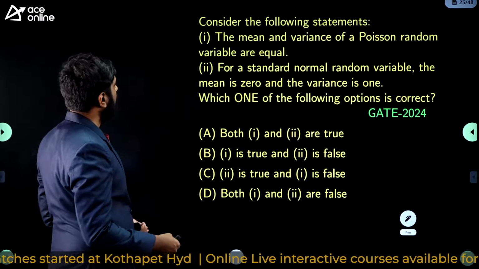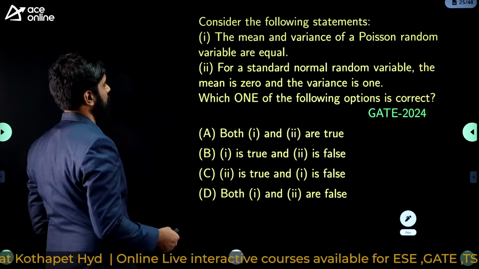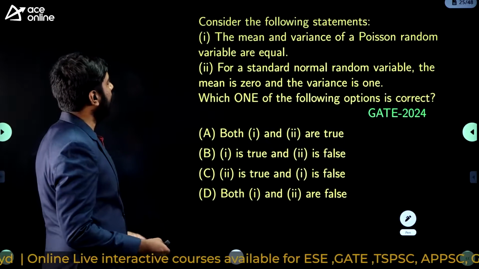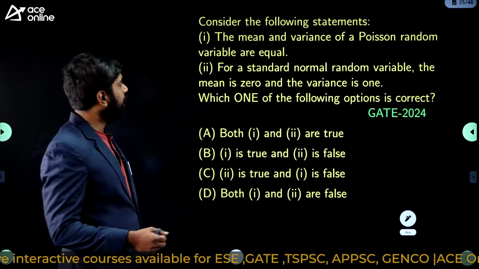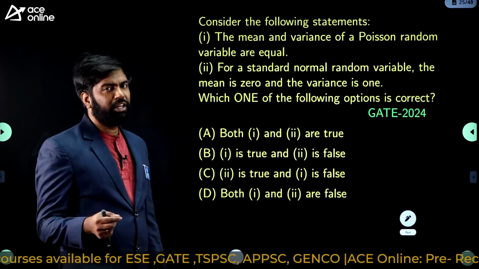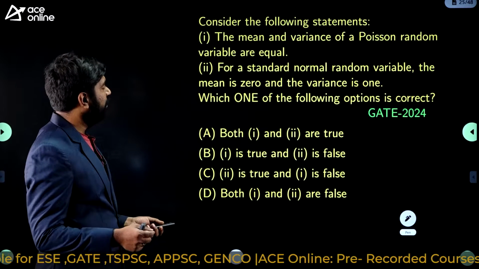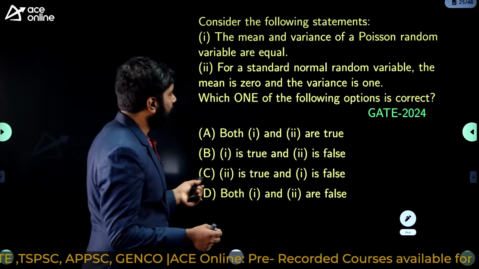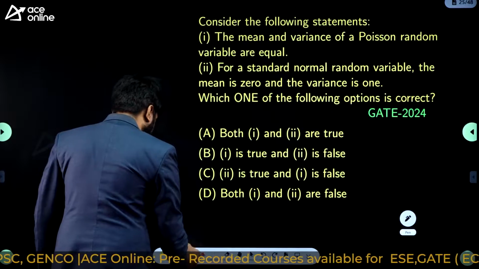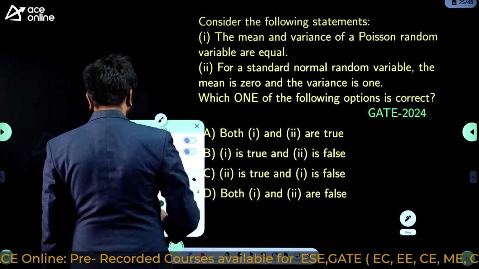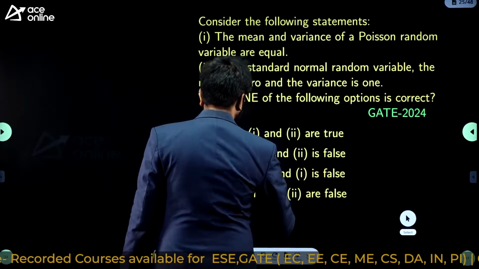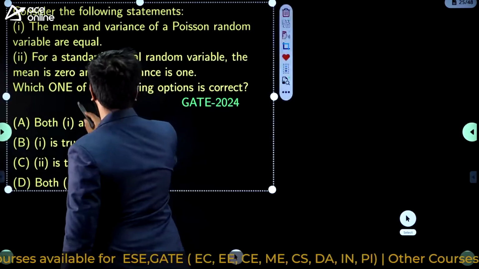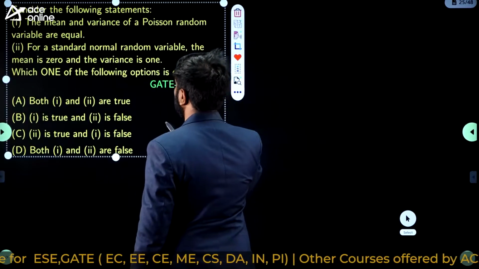The next question is, consider the following statements. The mean and the variance of a Poisson random variable are equal, and then for a standard normal random variable, the mean is 0 and the variance is 1. Which one of the following options is correct? So the question is about Poisson and standard normal random variable. Let us quickly revise those distributions and their properties.